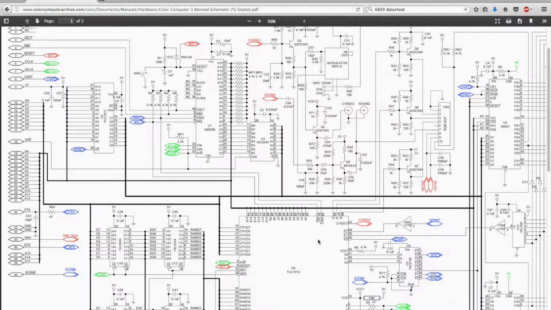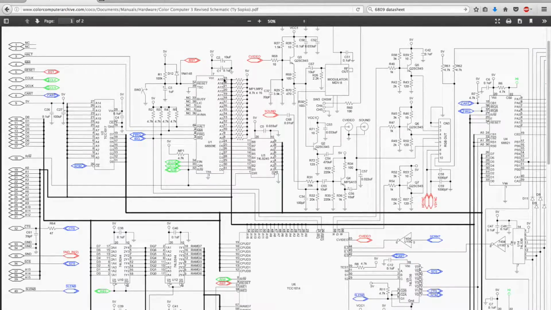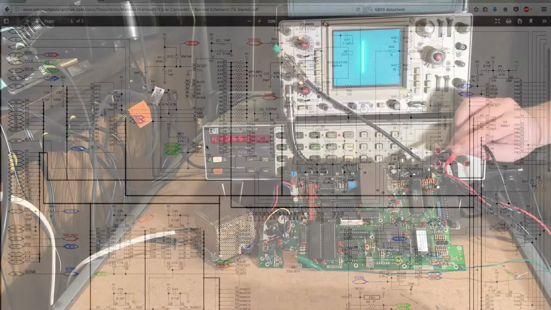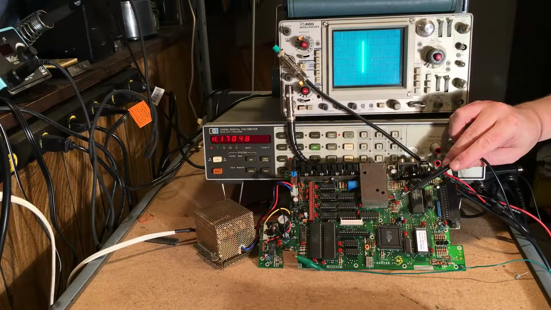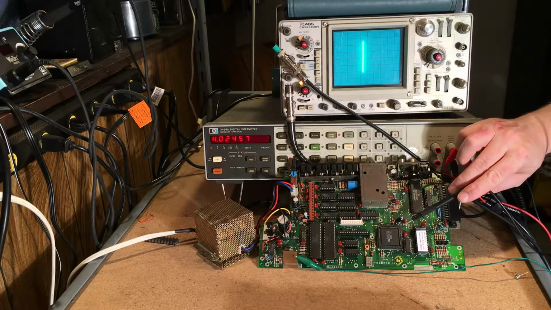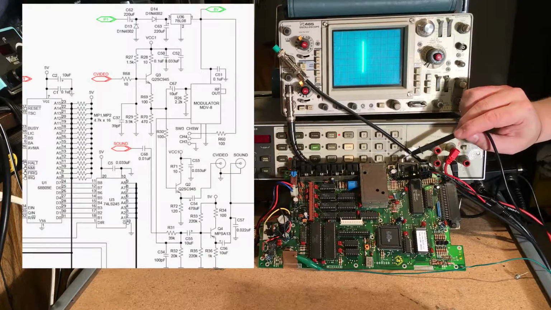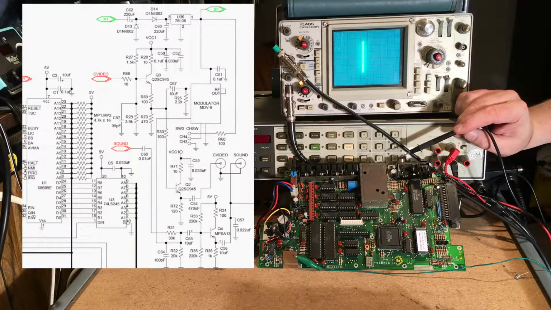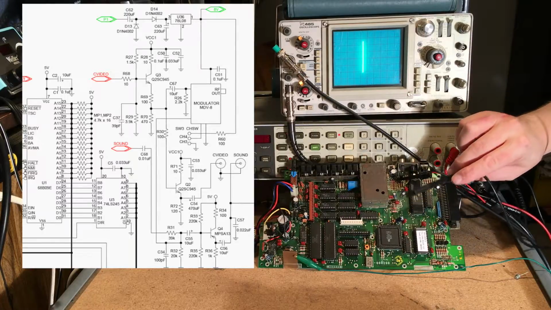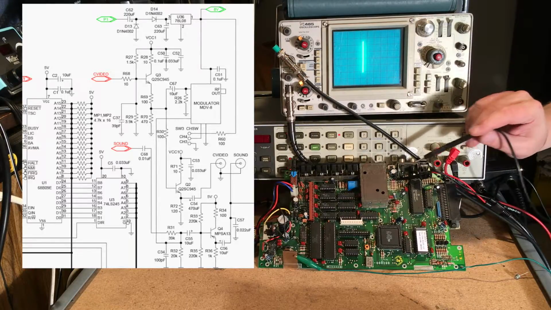Then I'm going to take a look at the 6809 itself and see if it's initializing correctly. Q3 and Q2 form a buffer between the gimme and the output. The gimme is a high impedance output, and the composite output is going into a 75 ohm monitor. So there needs to be some sort of buffer circuit between them, and that's accomplished with these two transistors.